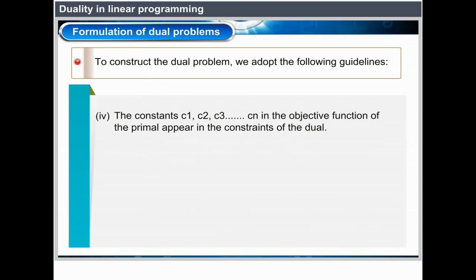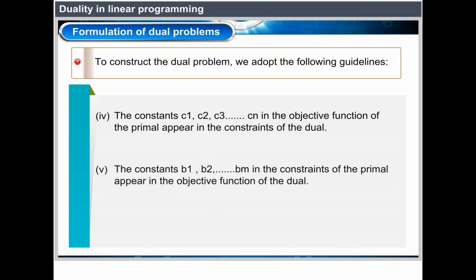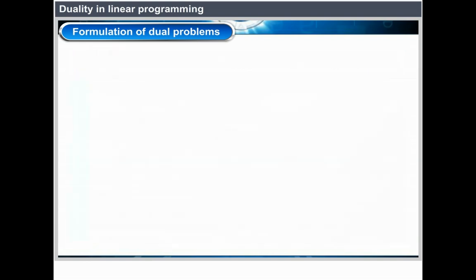Fourth point. The constants C1, C2, C3, etc. Cn in the objective function of the primal appear in the constraints of the dual. Fifth point. The constants B1, B2, etc. Bm in the constraints of the primal appear in the objective function of the dual. Sixth point. The variables in both problems are non-negative.